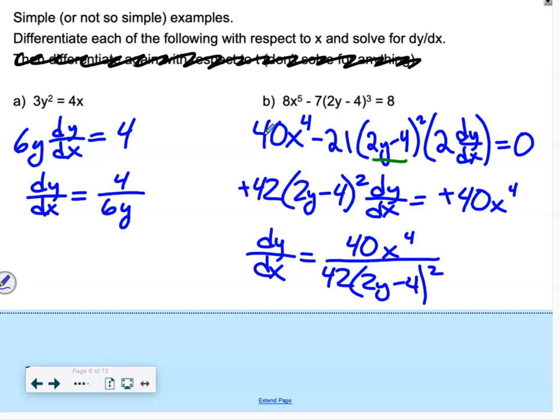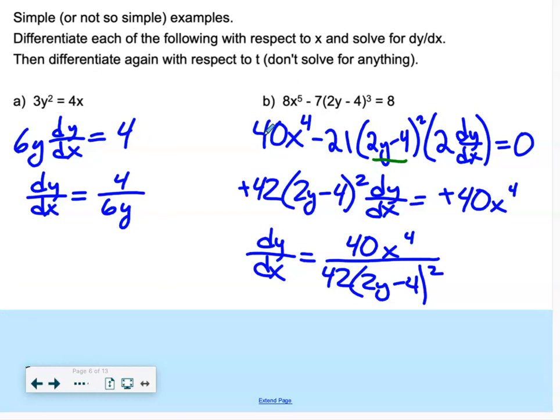Any questions on that one? We're all good? All right, good. Let's do letter A subpart 2. We're going to do the same problem, but now we're going to differentiate with respect to t. Are there any t's in here? Nope, but that's okay. So for letter A, subpart 2, we start with the derivative of 3y squared.